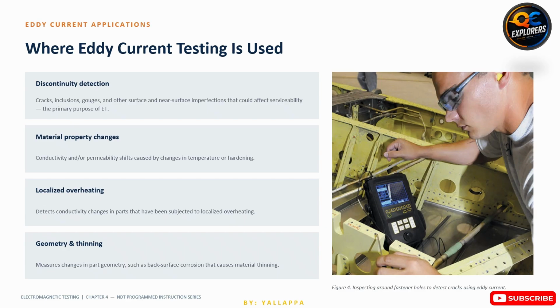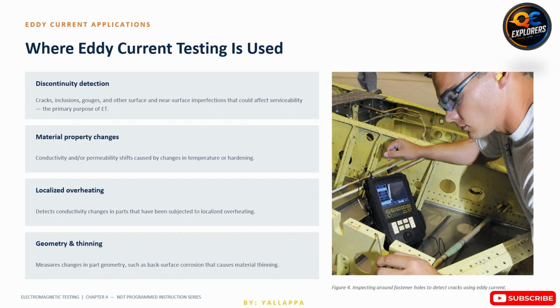The photograph on this slide illustrates one of the most common aerospace applications, fastener hole inspection. Fastener holes are natural stress concentrators and are particularly susceptible to fatigue cracking due to repeated loading during service. Specialized rotating probes can inspect these areas quickly and accurately without disassembling large portions of the structure.